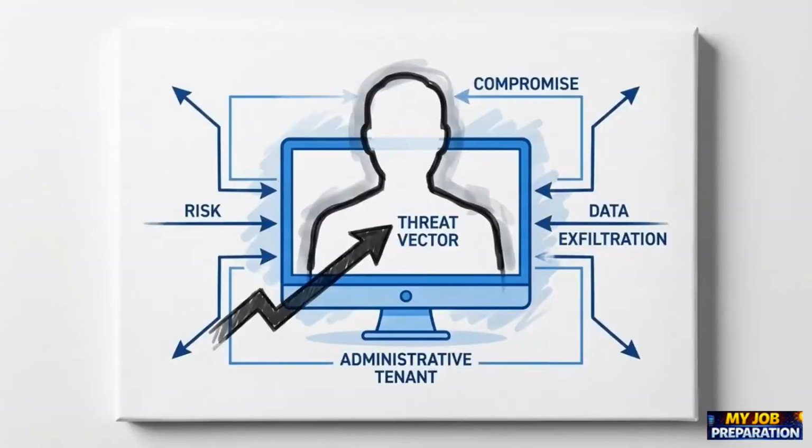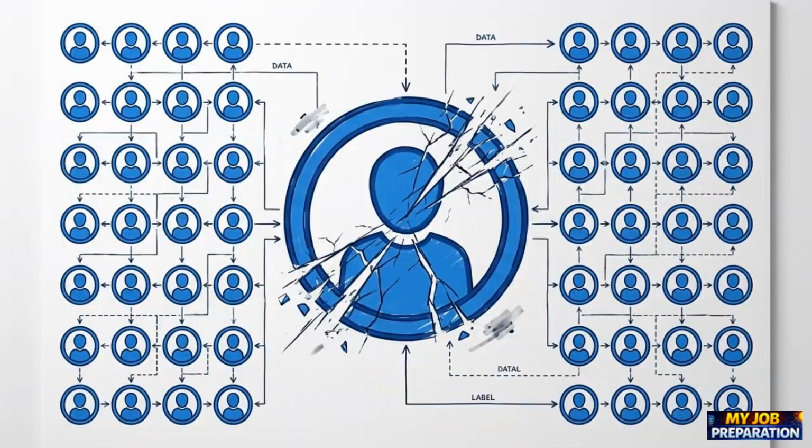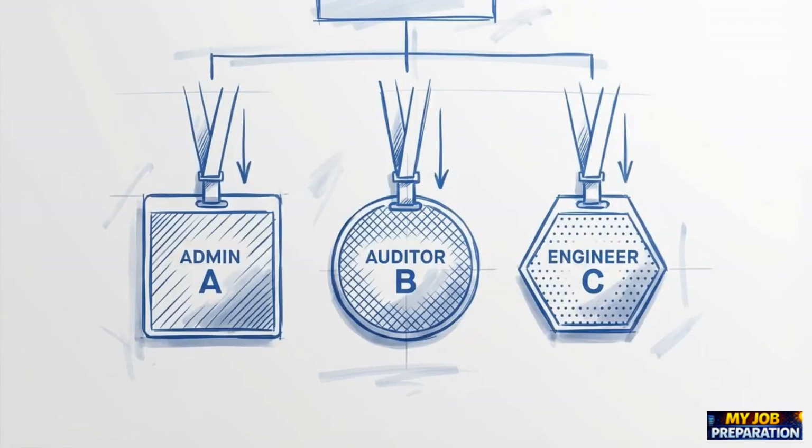A perfectly secured endpoint is useless if the administrative tenant itself is compromised by an insider threat. Legacy domain admin accounts present a severe danger because they grant sweeping, universal privileges across an entire corporate network. Intune dismantles these monolithic administrative powers using role-based access control, or RBAC. RBAC restricts network access based on the specific roles and responsibilities of individual users within an organization.